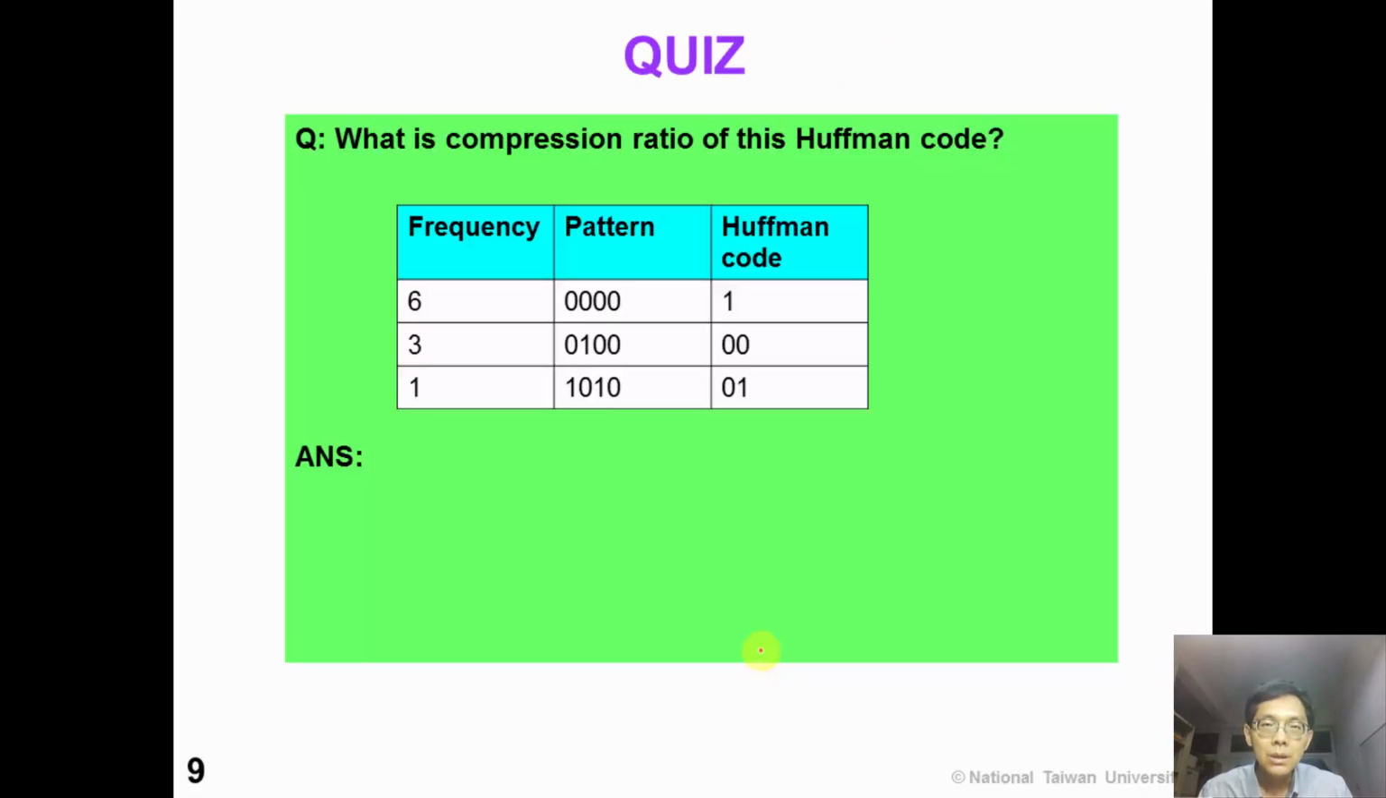Now, it's time for you to work on a quiz. Given this Huffman code, where the pattern 000 appears 6 times, and the pattern 1010 appears only 1 time, please calculate the compression ratio of this Huffman code. Now please pause the video and do the calculation.